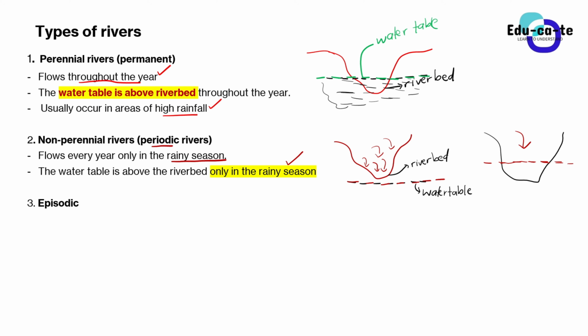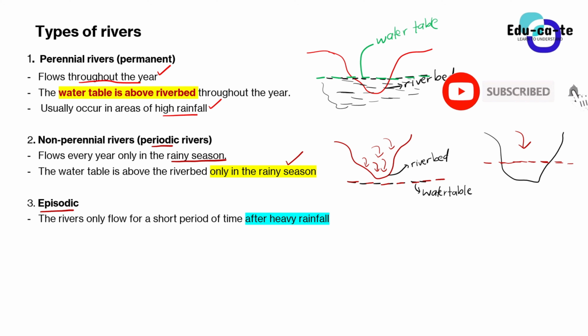And then now we have got an episodic river. An episodic river is like an episode. You can hear the word episode from it. You like watching Scandal and whatnot. Okay, so basically an episodic river, it is an episode. It only flows for a short period of time, and that is only after heavy rainfall.